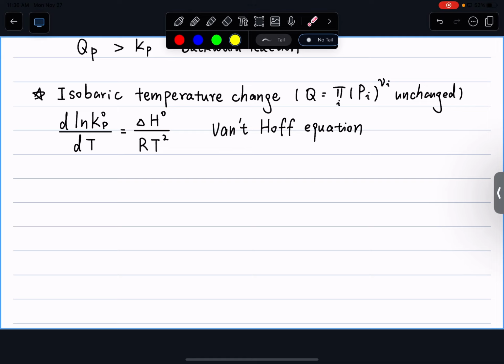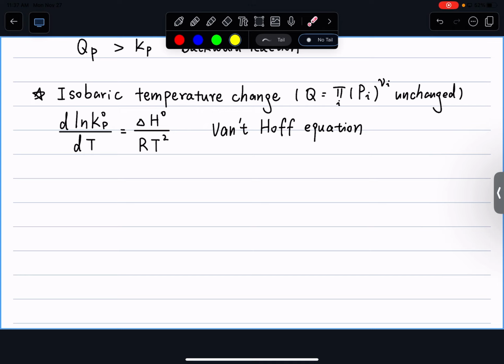So the first example we're looking at here is called isobaric temperature change. Isobaric temperature change means we're holding the pressure constant while changing the temperature. Because we're holding the pressure constant, that means your reaction quotient or your partial pressure is not changing. For the same reaction, your stoichiometric coefficient is not changing, and your partial pressure is not changing if the pressure is held constant. So your Q remains the same.